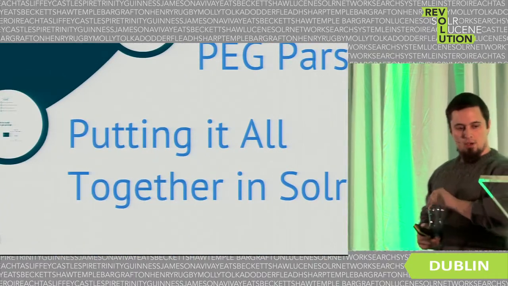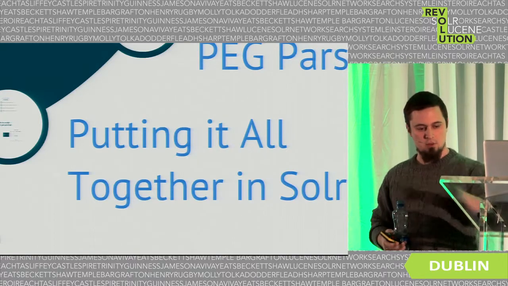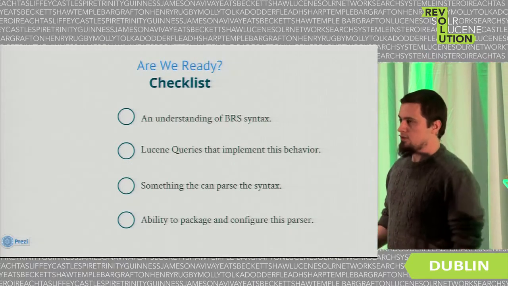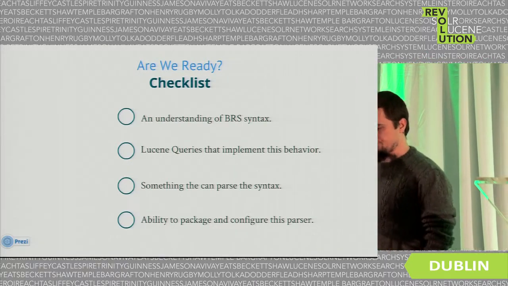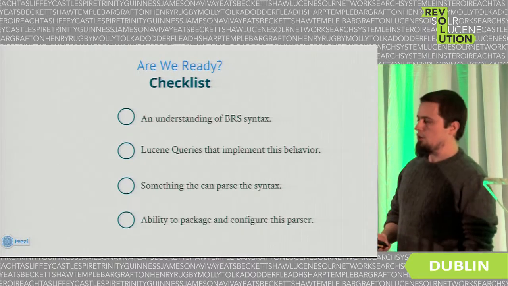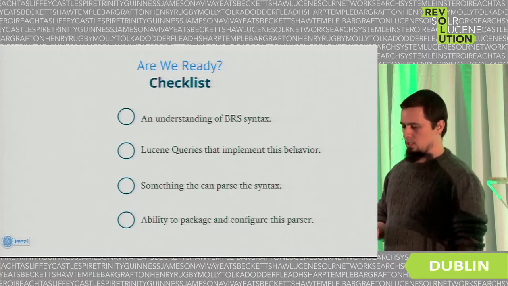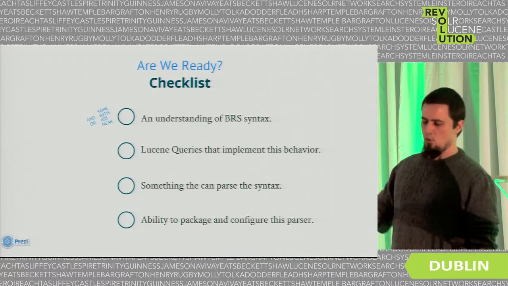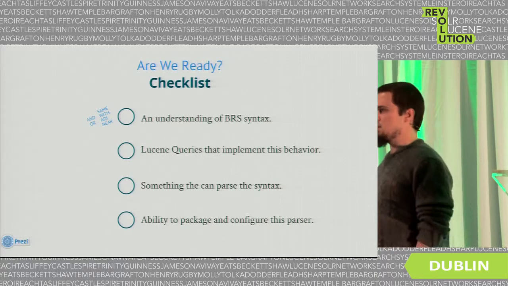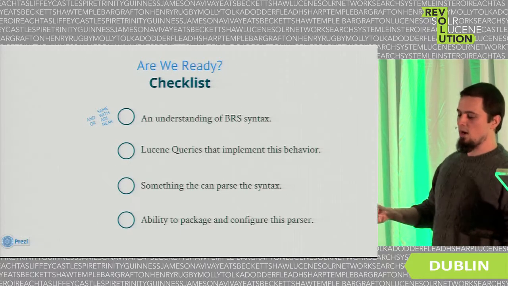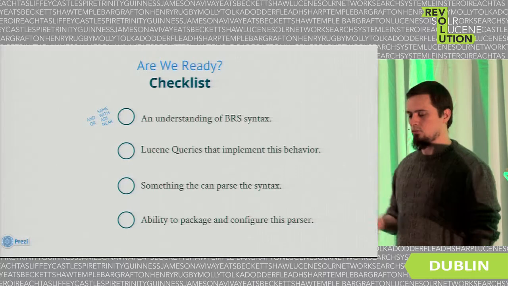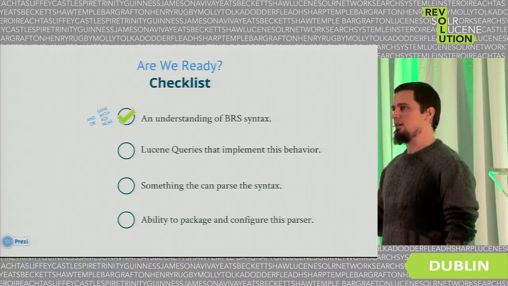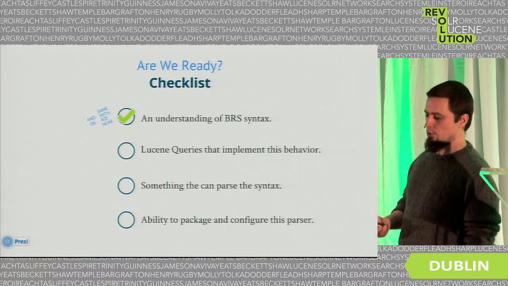So next up, we'll be talking about putting it all together in Solr. All right, so are we ready? I've made this simple little checklist to see if we're ready or not to build our parser. First of all, we have to have an understanding of the BRS syntax. And we understand, although it's very small, that it's composed of ands and ors, Boolean search, and also these extra Swan operators, same with, adjacent, near. So we understand. Next up, does Lucene itself have the inherent capability to parse these types of queries?